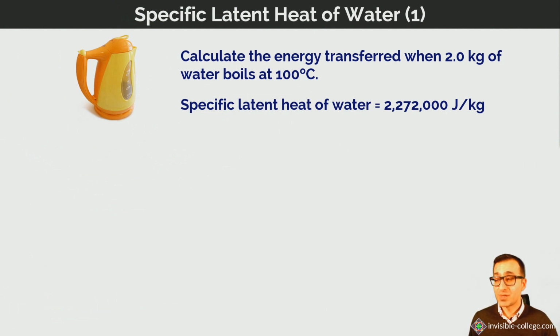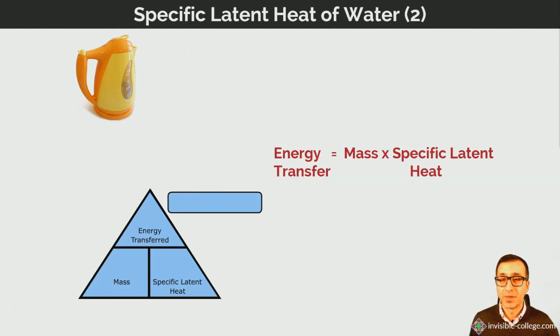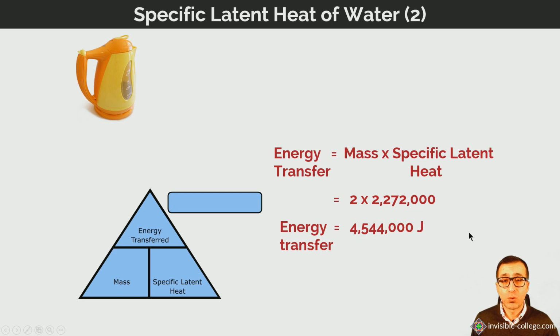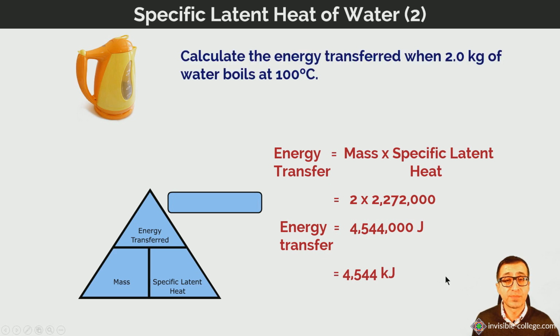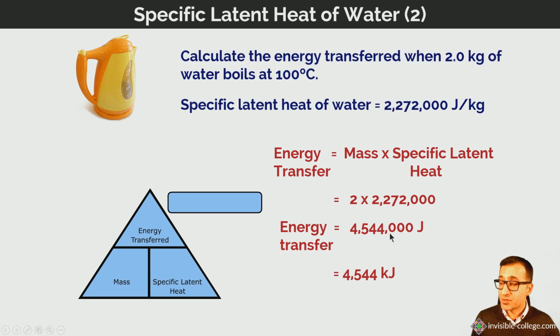Okay, very good. It's a pretty straightforward problem here. You would need this equation. You simply substitute both our values in because we have them both in standard units. We evaluate and we get 4.544 million joules, or 4,544 kilojoules. So this is a fairly straightforward problem.